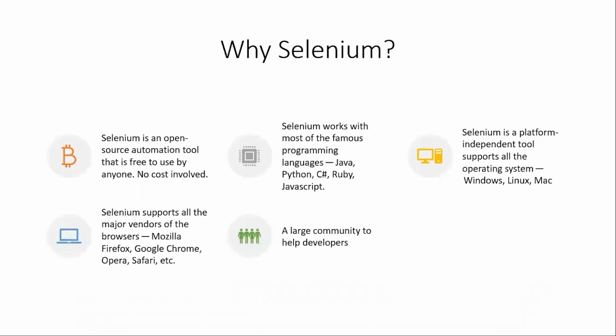So let's see why Selenium became famous. So Selenium is an open source tool. It is free to use, no license cost is involved, and it's very easy to start with. That's the first reason Selenium became famous. Then Selenium works with all the major programming languages like Java, Python, C Sharp, Ruby, JavaScript. You can write your code using any of the programming languages. Then Selenium is a platform independent language and tool.